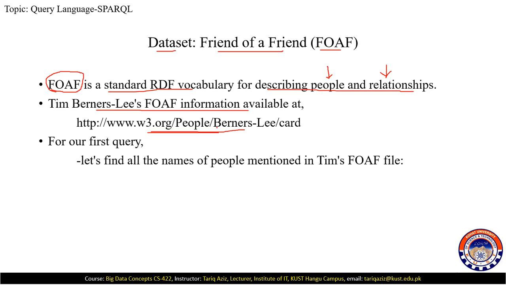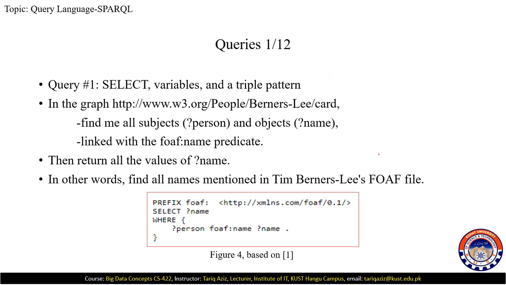Now, dear students, we will look at some of the queries. If you want to query the RDF data model, what will be the query and what will be the expected result? Our first query is to find all the names of people mentioned in Tim's FOAF file. This query uses the select statement, it uses variables, and it also uses the triple pattern.